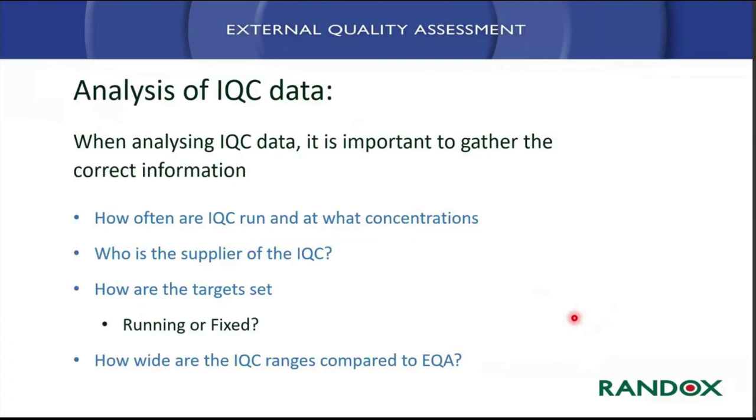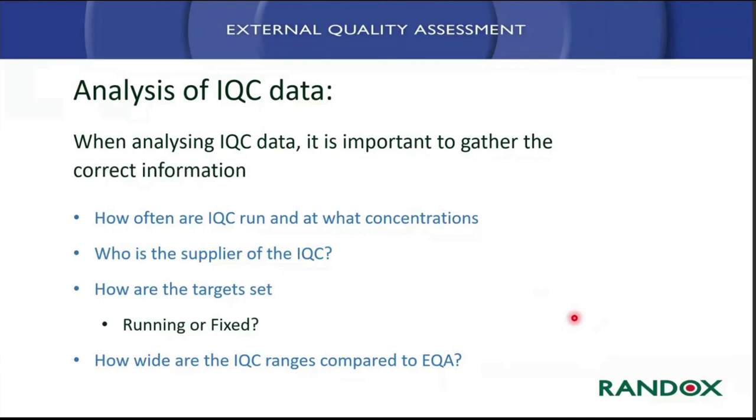Whenever we look at internal QC data, it's important to gather the correct information. We always ask the question, if a customer comes to us with potential performance issues on their EQA, we very often will want to look at their internal QC information. So how often is the internal QC run? Specifically at what concentrations? Because we want to ensure that we're looking at, once again, like for like concentrations.